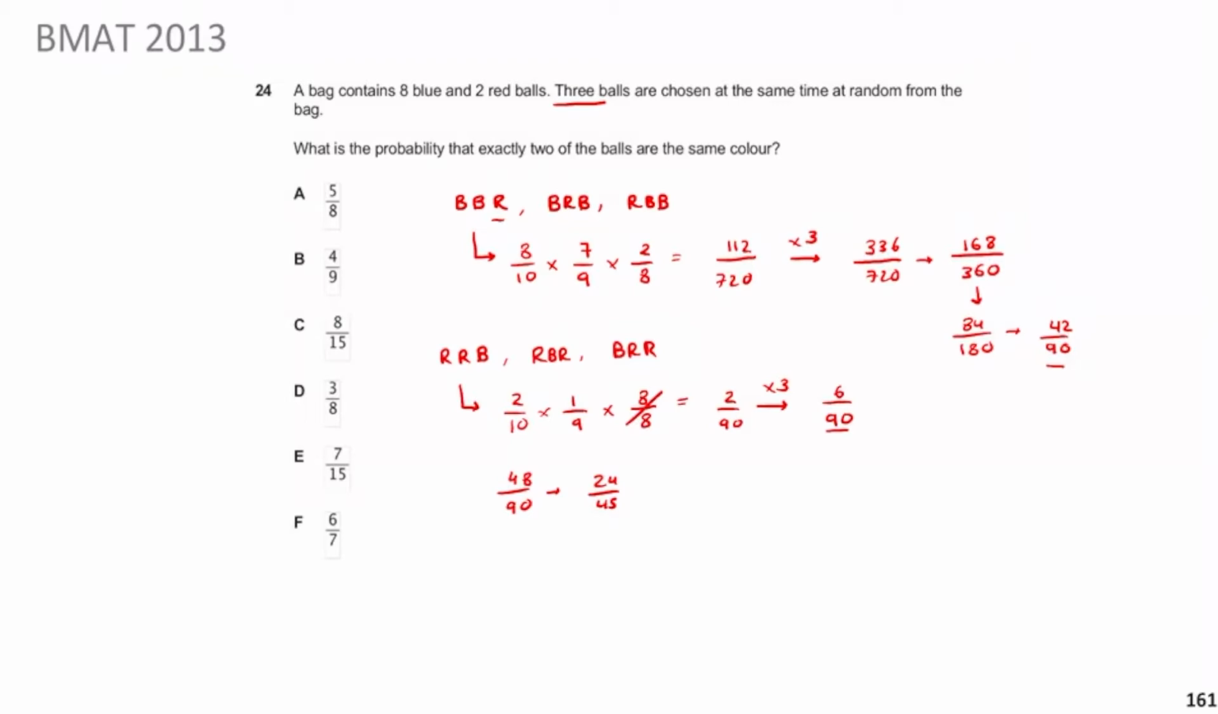6, the 6 goes into it. 3, that's it, 3 goes into it. So then 24 divided by 3 is going to be 8, and that's going to be out of 15, because 45 divided by 3 is 15. And therefore, the grand answer that gives us, guys, is C.